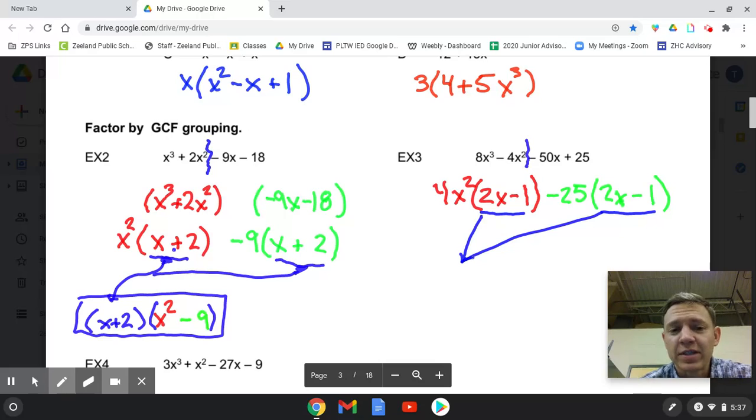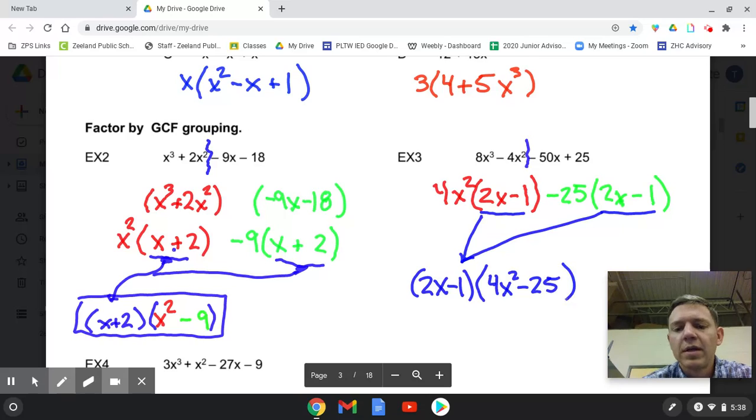Essentially, it's like a greatest common factor again. What do those 2 huge terms have in common? Well, the red term and the green term have 2x minus 1 in common. So I'm going to pull that 2x minus 1 out. If I pull the 2x minus 1 out of the red, I'm left with 4x squared. If I pull the 2x minus 1 out of the green, I'm left with negative 25. And I'm done. Factor by grouping.